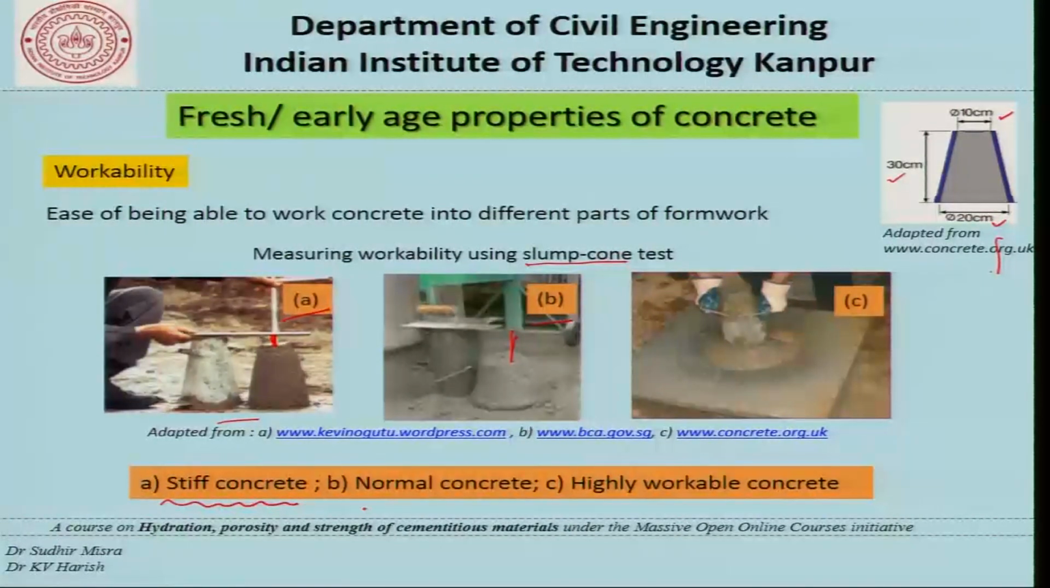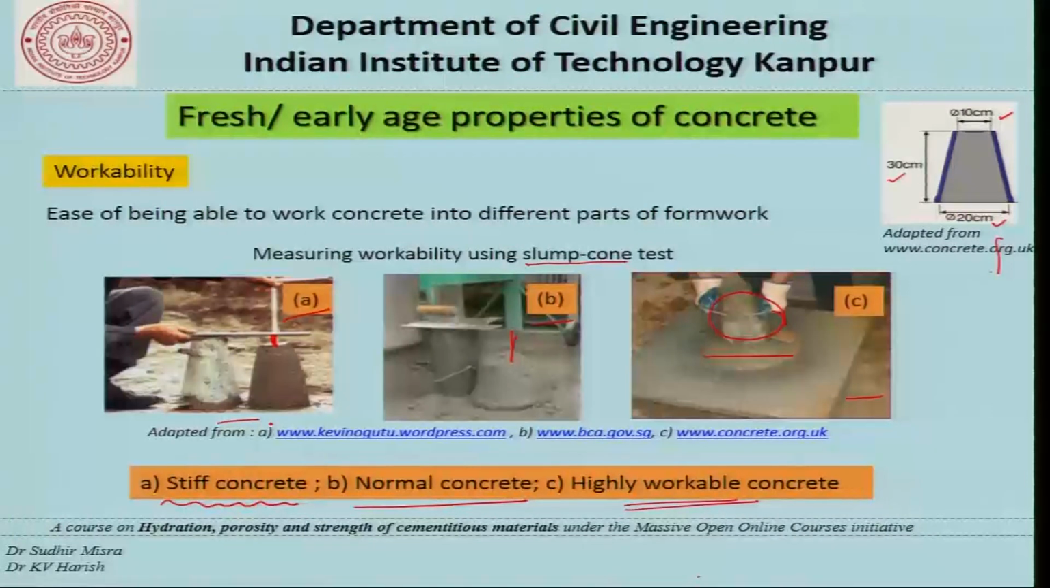In picture B, we find what we can call a normal concrete. Whereas in picture C, we find that upon lifting this slump cone, the concrete cone has actually totally collapsed and has spread into more or less a circle. And that is what is a highly workable concrete.